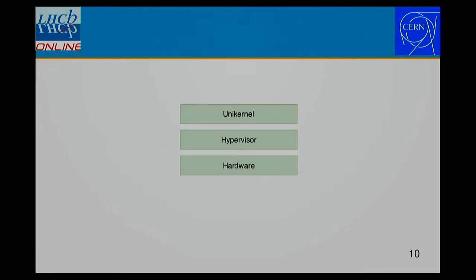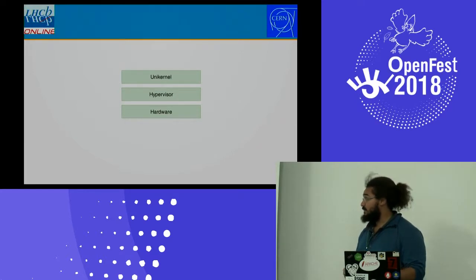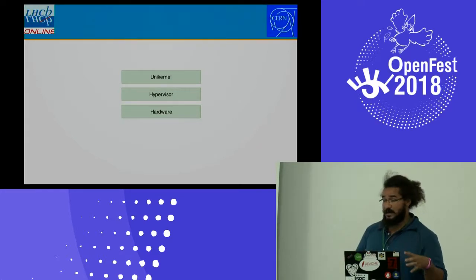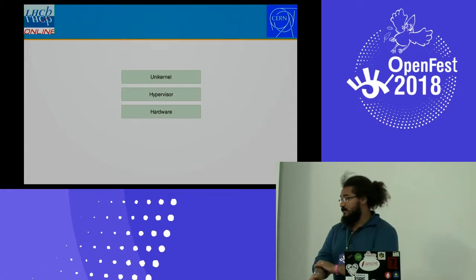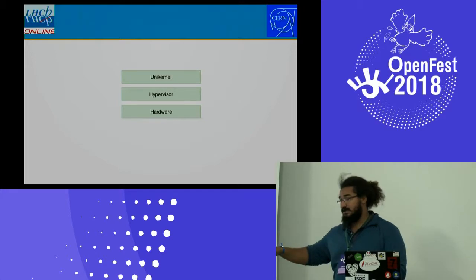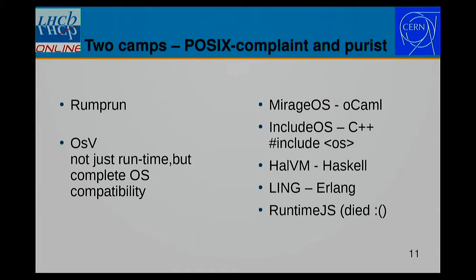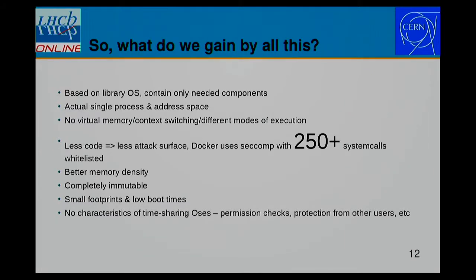So now you will be developing your normal application on your normal computer, debugging it in your test environment, and then you're going to pack it in a unikernel and deploy it. Then it's going to run maybe on a hypervisor, maybe not, and then you're going to run this on your hardware. So what do we really gain by doing this?